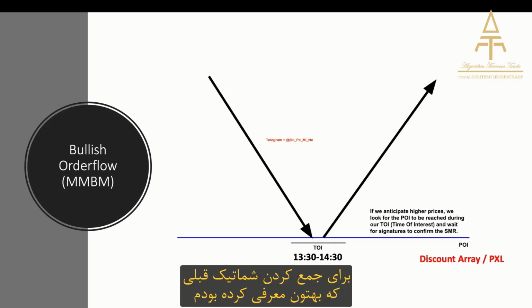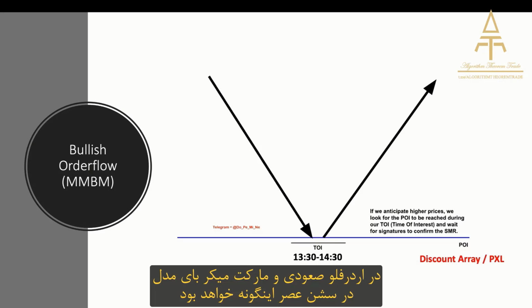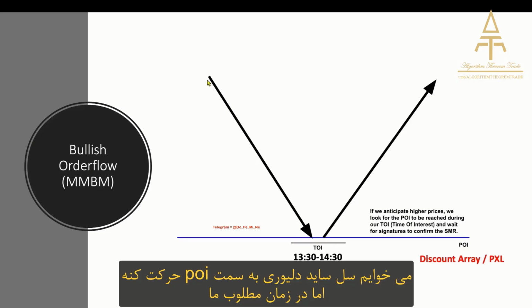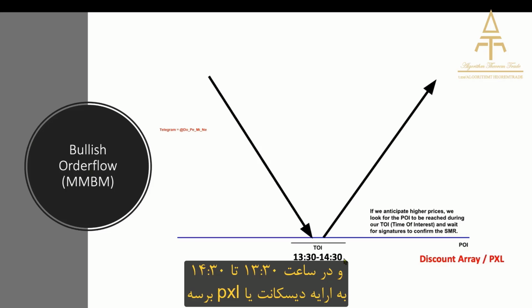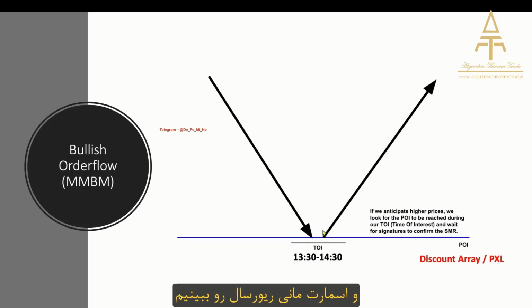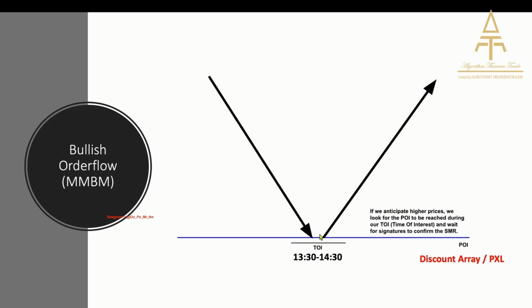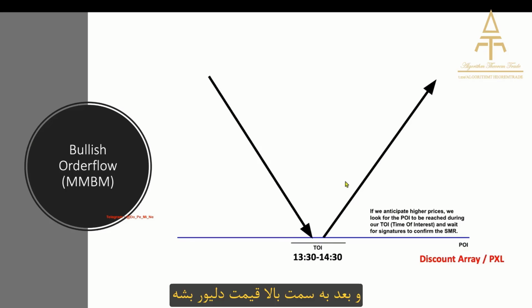So to finalize the simple schematic that has been shared with you, this is what it would look like for the PM session within bullish order flow within a market maker buy model. We want to see the sell side of the curve deliver into our point of interest, which is a discount array and or a previous X low during 1:30 p.m. to 2:30 p.m. We want to see a smart money reversal occur from there and see higher prices be delivered after that.